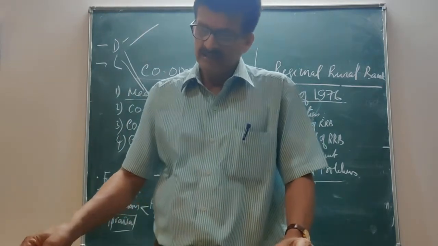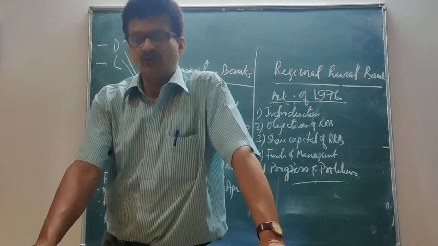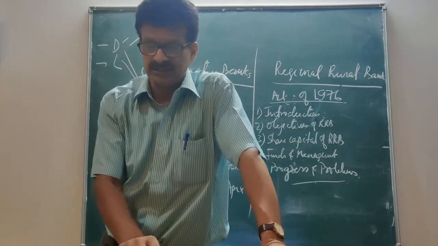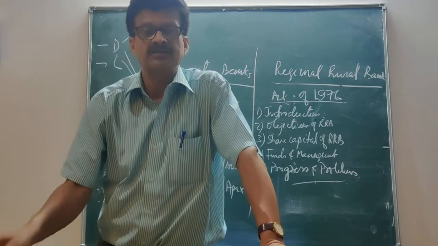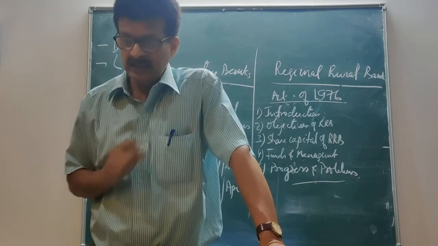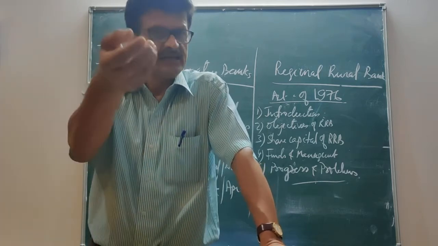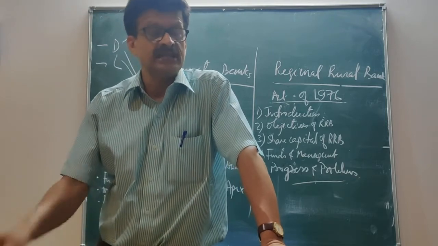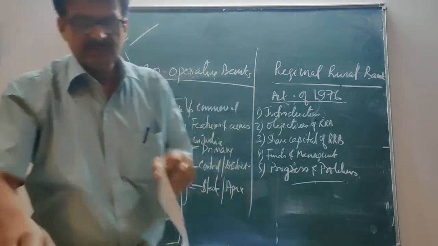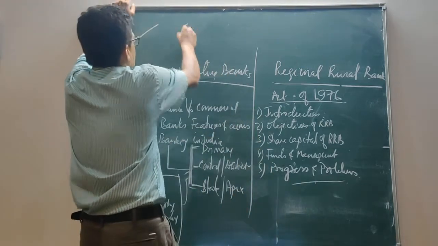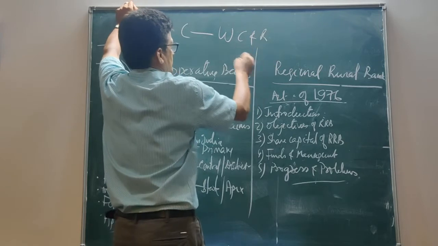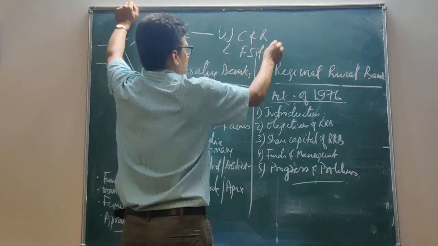As far as cooperative banks are concerned, they have got wide coverage and rural orientation, but they lack financial strength and managerial ability. Cooperative banks have wide coverage and rural orientation, but they lack financial capacity, in other words, financial strength and managerial ability. This is the basic distinction.